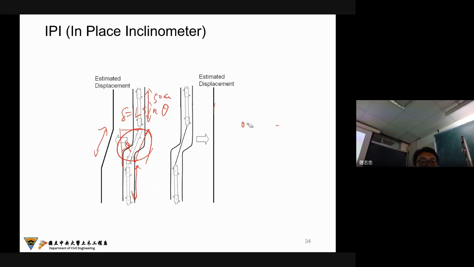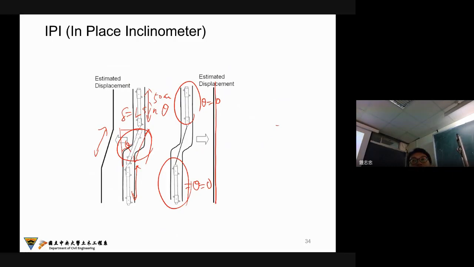Because there is no sensor there, for this sensor theta is 0. For this sensor, theta is 0. So I get no displacement at all.